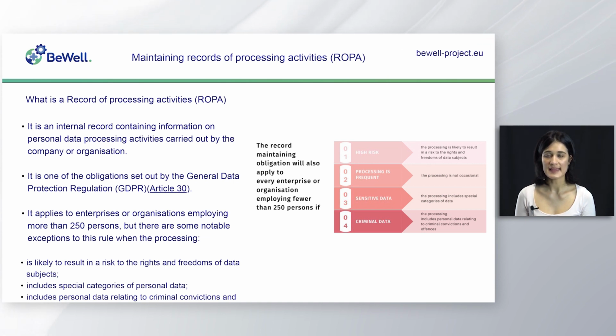As we will explain later, maintaining records of processing activities should not be taken merely as a burdensome obligation but should also be used as a helpful tool to ensure compliance. ROPA has some notable exceptions to this rule that appear when the processing is likely to result in a risk to the rights and freedom of data subjects, includes special categories of personal data, or includes personal data relating to criminal convictions and offenses.